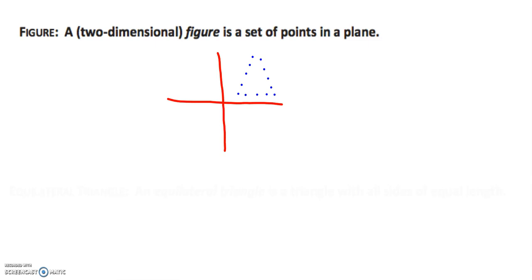Hey, what happens now? I can connect the dots. Can I not? I can connect these dots. And what shape do I have? Of course, I have a two-dimensional triangle. So there is a figure, a triangle, two-dimensional. I can't really touch it. It's two-dimensional. We can only touch three-dimensional figures because we live in a three-dimensional world.